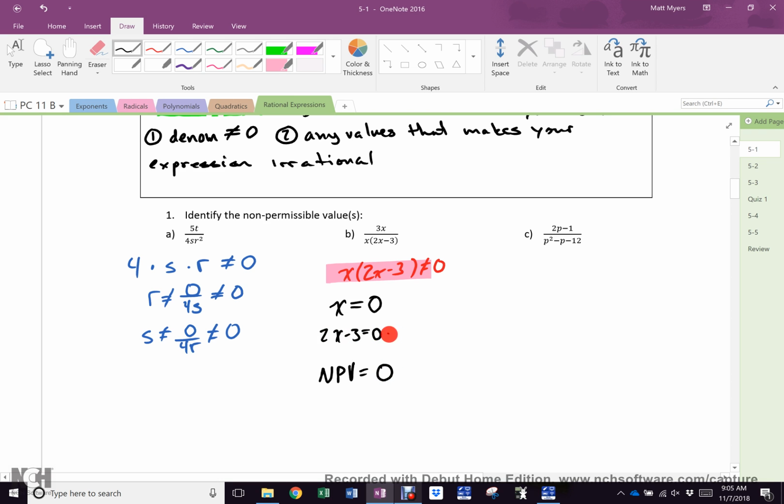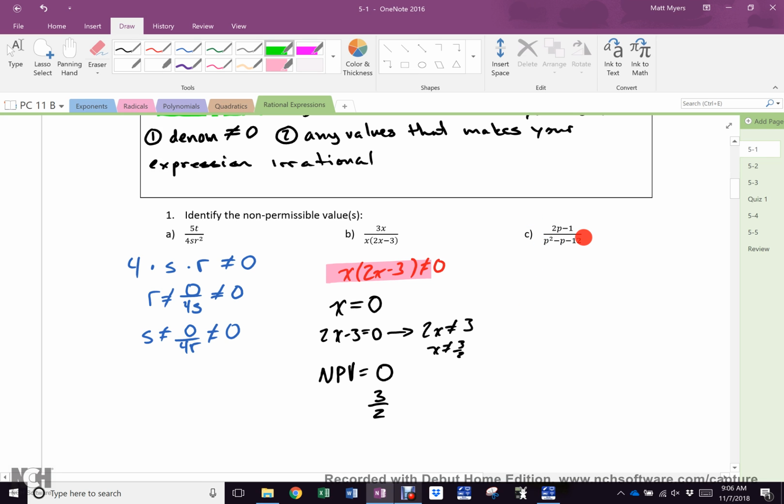What about that one? It's 3 over 2. Right. 2x cannot equal 3. X cannot equal 3 over 2. Everybody understands why? Because if x is 3 over 2, what's 2 times 3 halves? That's 3. 3 minus 3 would be 0. 0 times 3 halves would be 0, and that's not allowed. Is everybody good? Okay. Now we go on to the hardest ones.